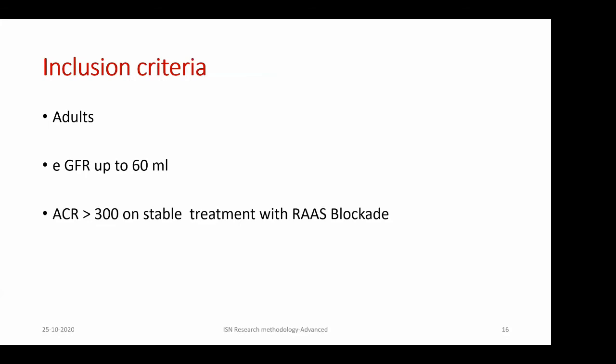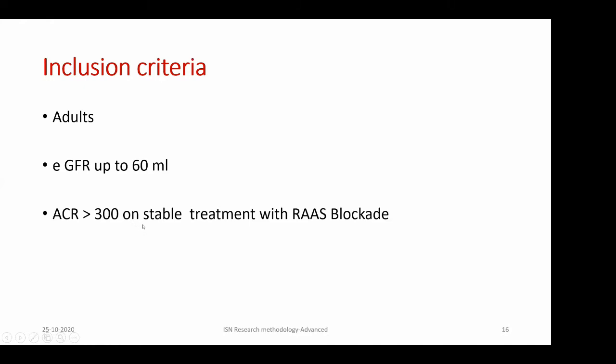Now, this is the inclusion criteria which I am going to use. I would like to play safe here. So I'm going to recruit adults with an estimated GFR up to 60 ml. Like up to 60 ml means the lower limit of eGFR is going to be 60 ml. And an albumin creatinine ratio of more than 300 on stable treatment with the RAS blockers. So this is something which is very important.